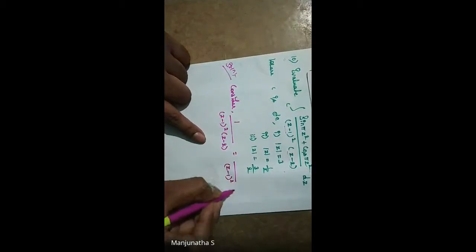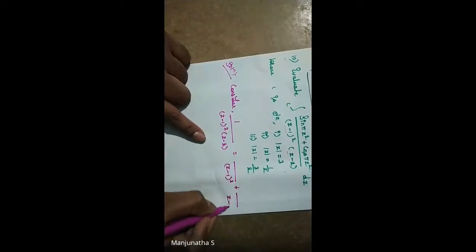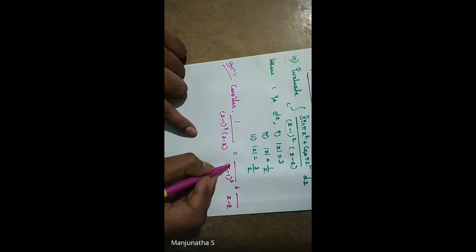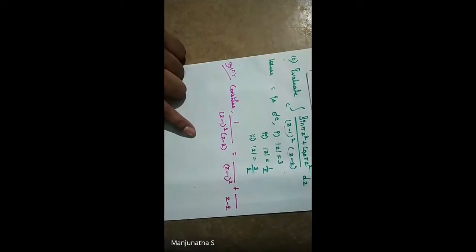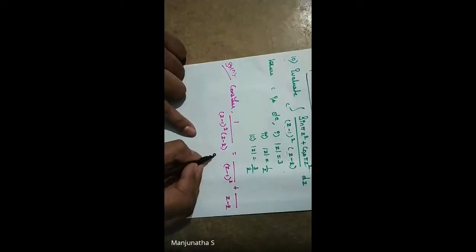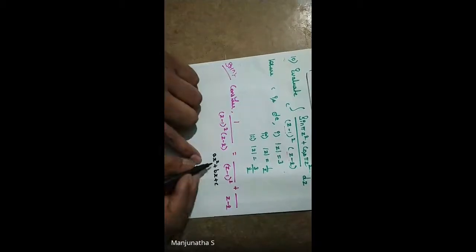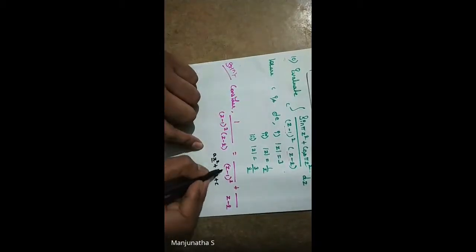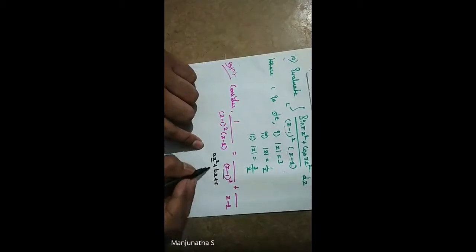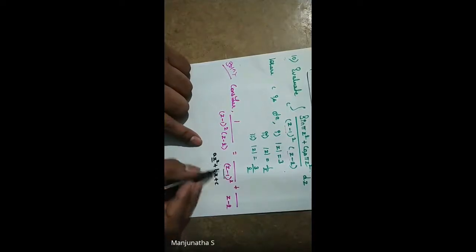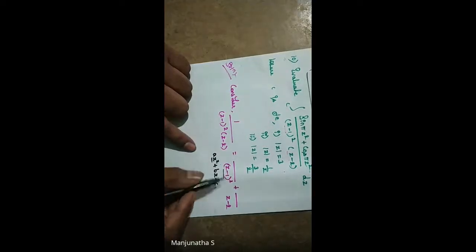One is z minus 1 whole square plus something divided by z minus 2. So what should I write in the numerator? That is important. See, it is a quadratic form. What is quadratic form? We all know a x square plus b x plus c. So this is a quadratic form. In the place of x, we have z minus 1. That means a into z minus 1 whole square plus b into z minus 1 plus c. So this is the quadratic form. A is nothing but 1, b is nothing but 0, c is nothing but 0. Like this, it's simple.